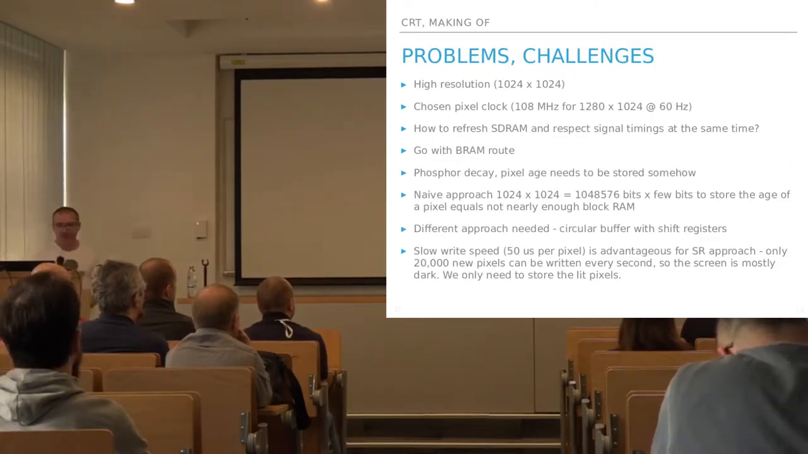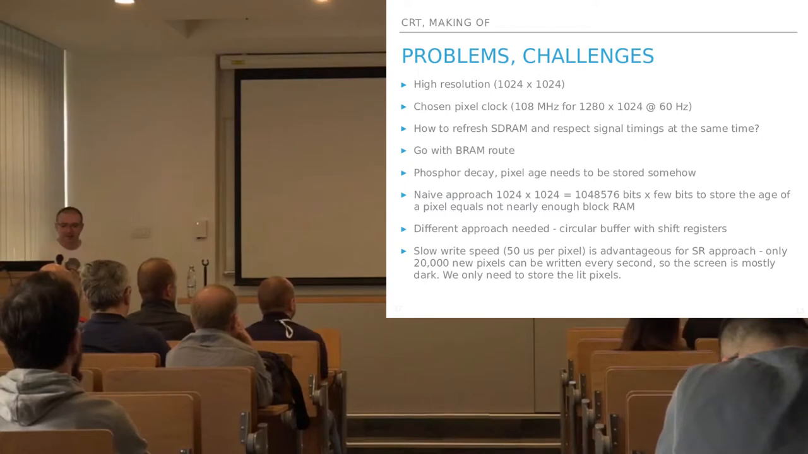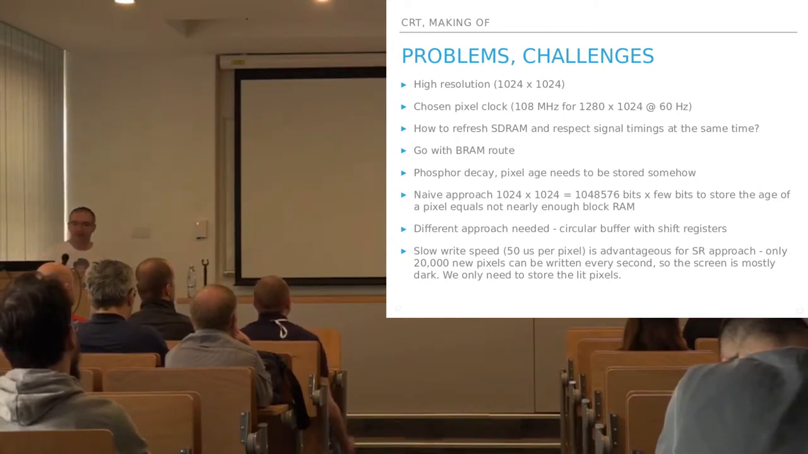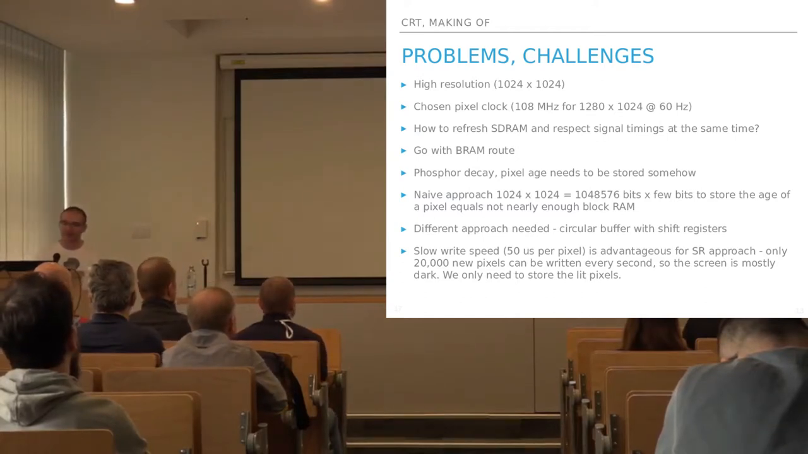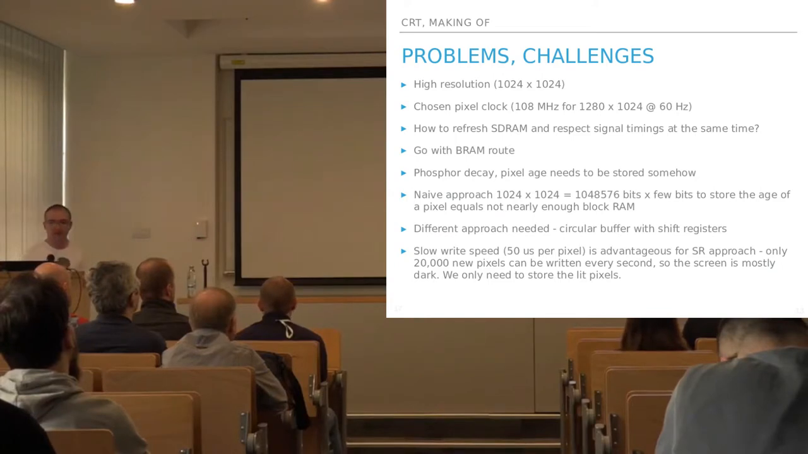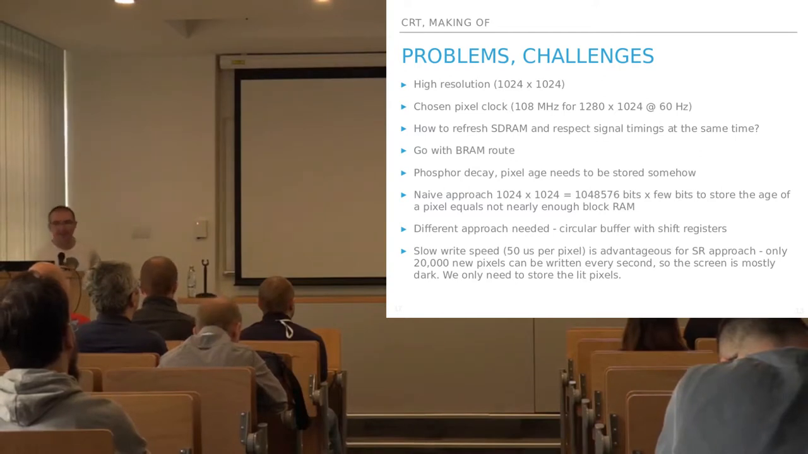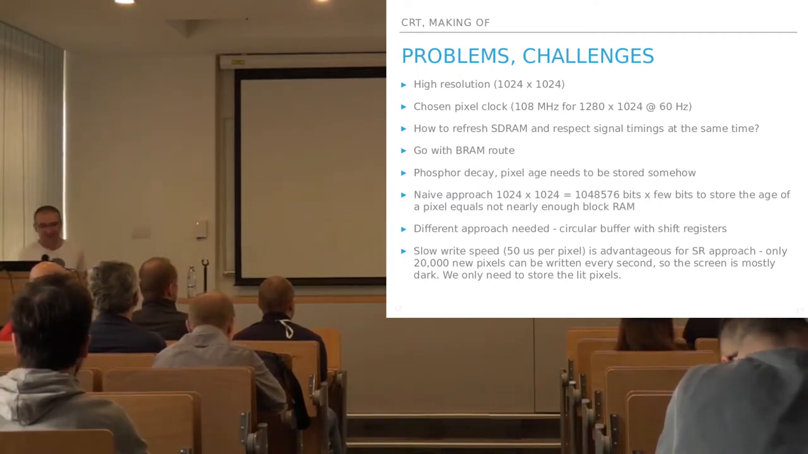So what were some of the problems and challenges encountered while making the CRT? The CRT has quite a high resolution, 1024 by 1024, which was unusual for the time. And I simply categorically refused to try and use any other video mode which was below 1024 lines. So the next standard mode was 1280 by 1024, and this required a pixel clock of 108 megahertz, which was quite high. I had absolutely no idea how to use SDRAM to do it. Davor might, but I didn't, and I decided to go along a block RAM route.